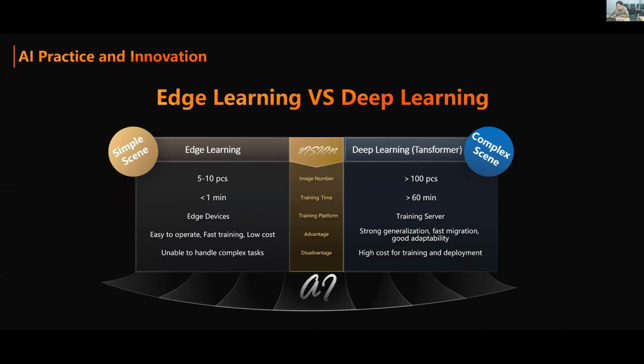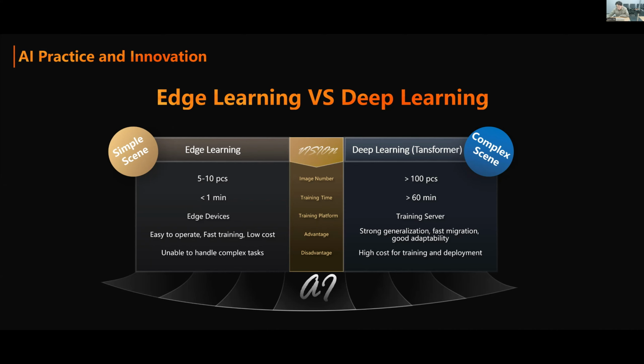First, at the algorithm level, in view of the characteristics of machine vision applications, we combine deep learning algorithms with feature engineering algorithms to learn from each other. On the other hand, based on traditional deep learning, we are also focusing on exploring two directions: edge learning for simple tasks and large models for complex tasks. Among them, edge learning algorithms can achieve model updates at the edge through a very small number of images, and are easy to use, low cost, and quickly deployed. As you can see, for the image number requirements, edge learning requires only 5 to 10 pieces, but deep learning requires more than 100.